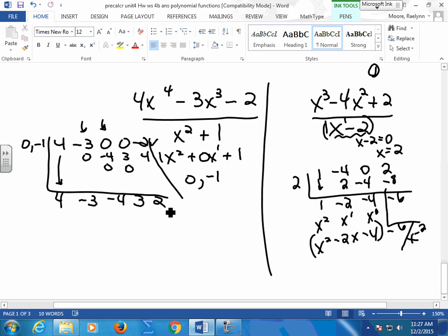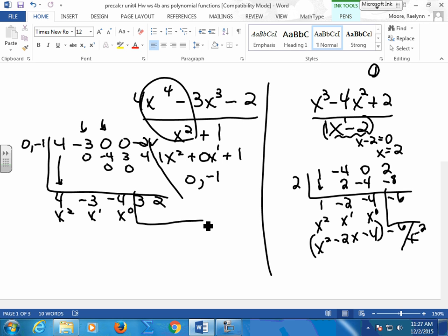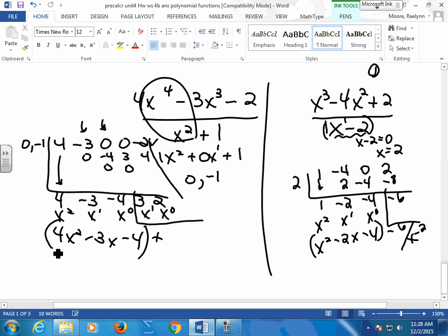So we did front end, we did an x4 over an x2. So what is this going to start with? x squared, x2, x1, x0. Now, that means these two terms are my remainders, because I had 3 terms on the bottom. So it's going to give me more than one remainder there. So work it backwards. x0, x1. So 4x squared minus 3x minus 4, just stick a plus sign here, and 3x plus 2 over x squared plus 1.